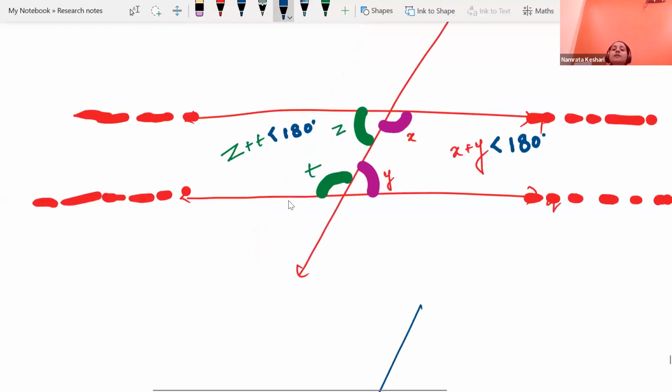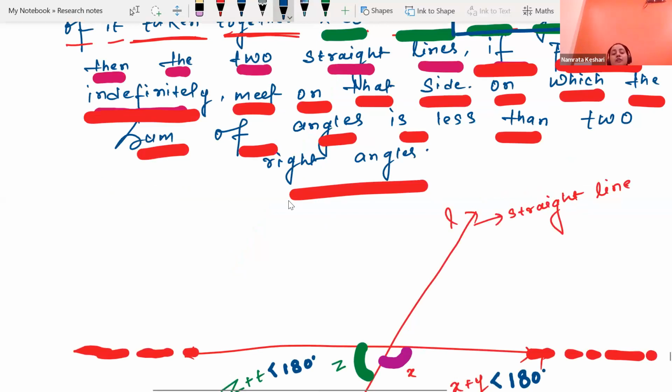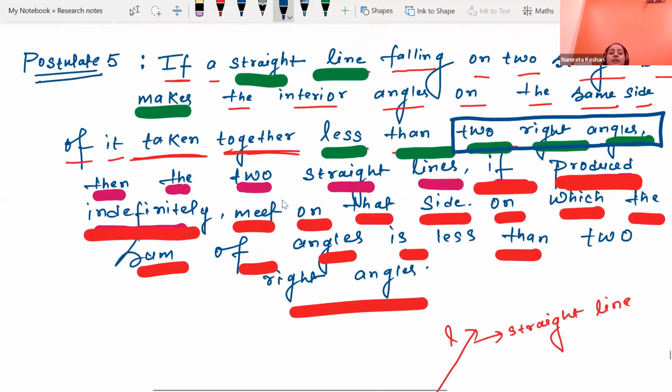Yes, ma'am, there is a clarification towards the last, that if produced indefinitely they meet with each other. It is written clearly: if produced indefinitely, meet on that side on which the sum of the angles is less than two right angles.